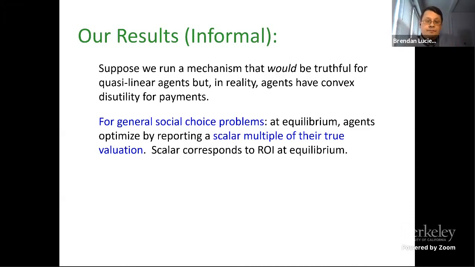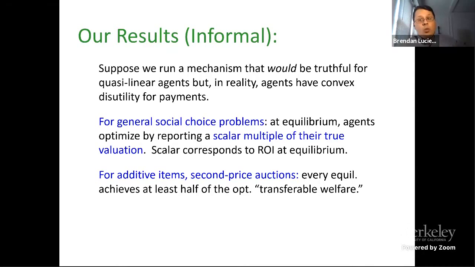We can also ask about the properties of these equilibria. There could be more than one, but here we give a price of anarchy style result. If we focus in on that additive case that I started with, and we think of running this VCG mechanism, what we show is that every equilibrium of this form gets us at least half of an appropriate notion of the optimal welfare. We have to be careful here about how we define welfare because we've gone outside of the realm of quasi-linear utilities, and so it's not even obvious how you should aggregate up the utilities of all the different agents. I'm going to say more about that in a moment.